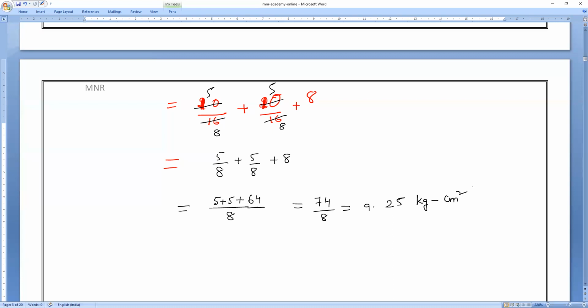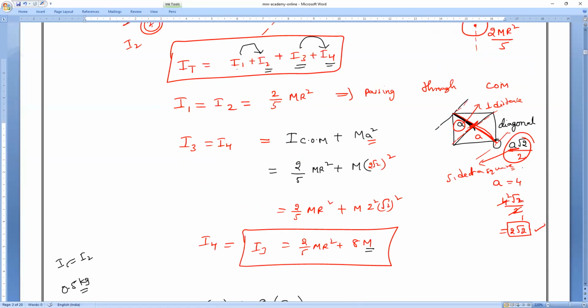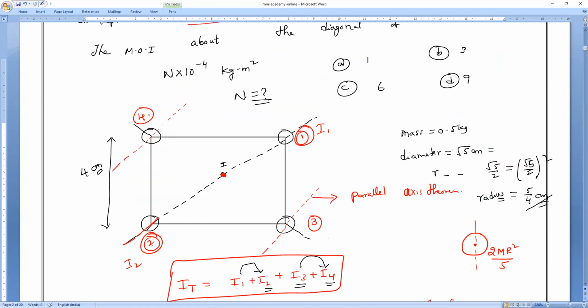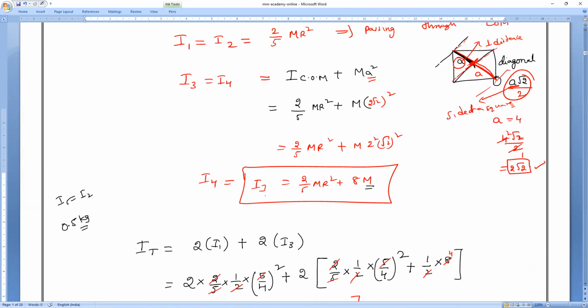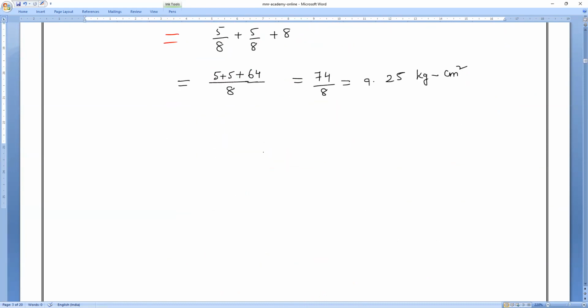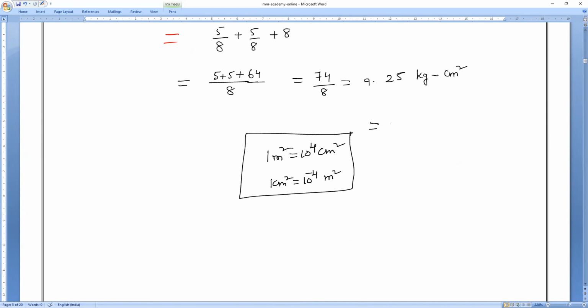What is this actually? Kilogram centimeter square. See that everywhere the radius I have substituted in centimeter or meter? Centimeter. But in the given question, what have they given? Meter or centimeter? Square meter. So square meter. Now if you have noticed, we all know that 1 square meter is equal to 10 power 4 square centimeter, and 1 square centimeter is equal to how many square meters? 10 power minus 4 square meter. Understanding, all of you? So I'll multiply this one as 9.25 into 10 power minus 4 kilogram meter square.